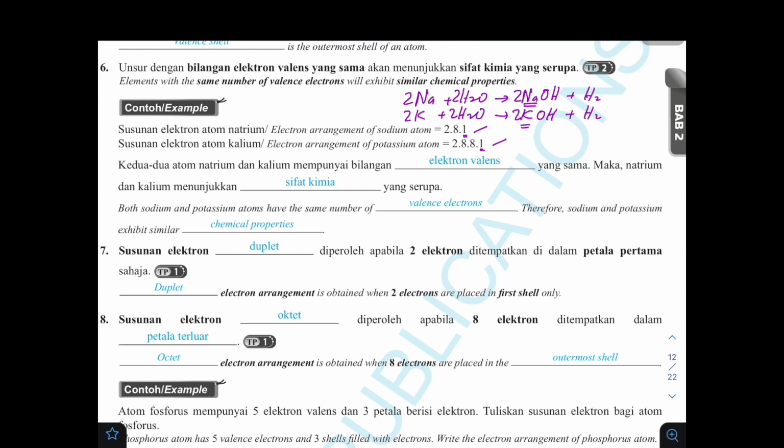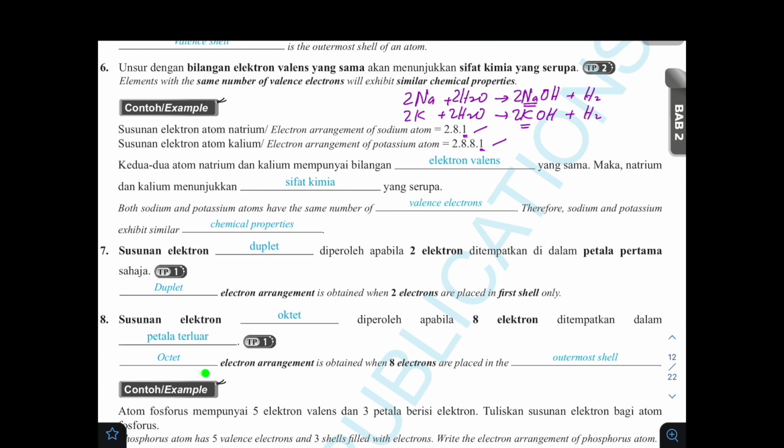Right. Duplet electron arrangement is obtained when 2 electrons are placed in the first shell only. Right? Duplet electron arrangement diperoleh apabila 2 elektron ditempatkan di dalam petala pertama saja, ya.